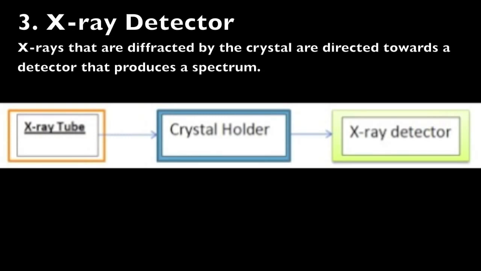The third and final part of an X-ray diffractometer is the X-ray detector. This is where the diffracted X-rays can be seen as spots against the detector. The spectrum is determined by these spots, which are known as reflections because they are the X-ray reflections off the crystalline lattice.